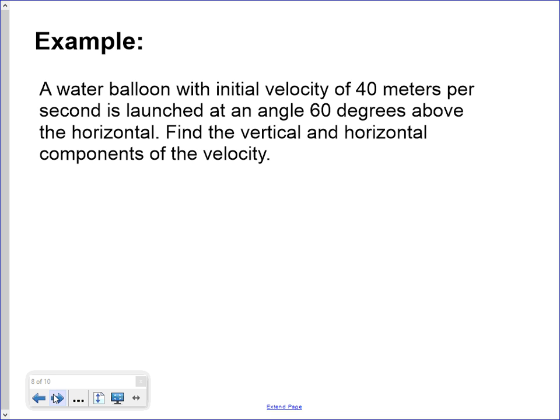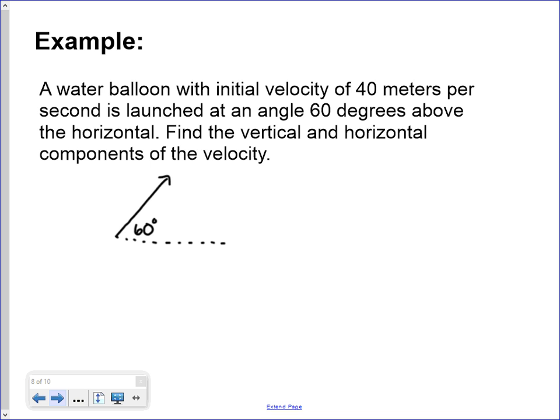This example I want to show you just so you kind of know what to do when you're reading a word problem. Okay, so here we've got a water balloon being launched. It has an initial velocity of 40 meters per second, and it's launched at an angle of 60 degrees above the horizontal. Okay, so horizontal, that's an easy one to draw, right? Water balloon, 60 degrees.